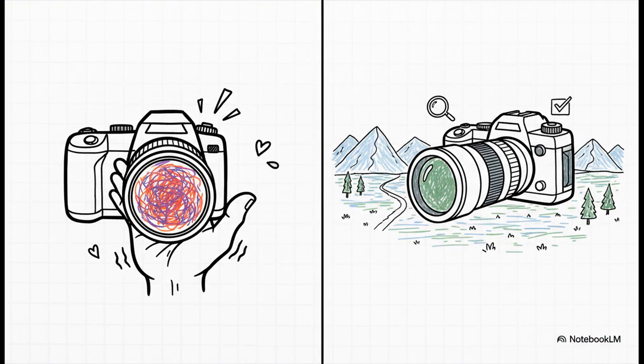Probably the best way to think about this is with a camera analogy. First person, the I voice, that's like using a macro lens. You're zoomed way in on the emotion, the texture, the feeling of the moment. Third person, on the other hand, is like a wide-angle lens. You pull way back to capture the whole landscape, the objective facts. One is about feeling, the other is about seeing.